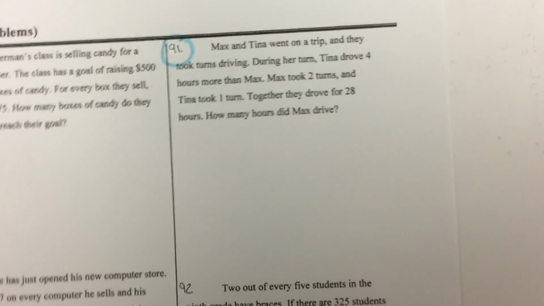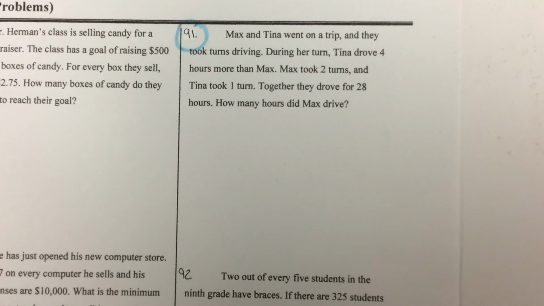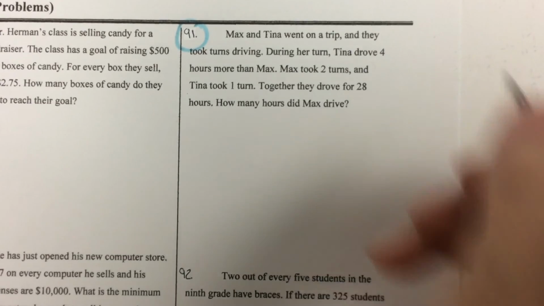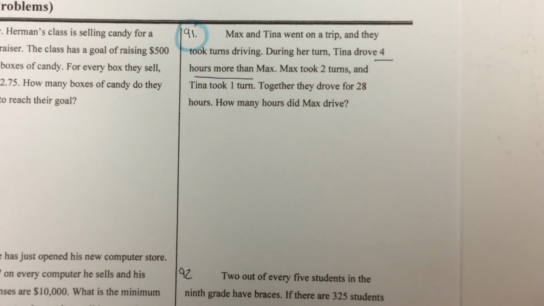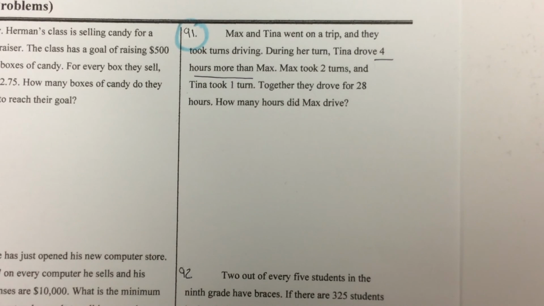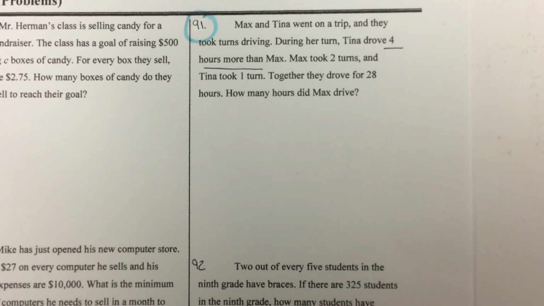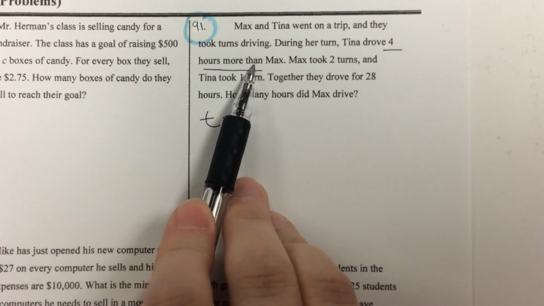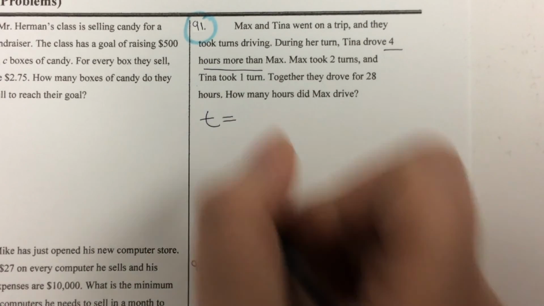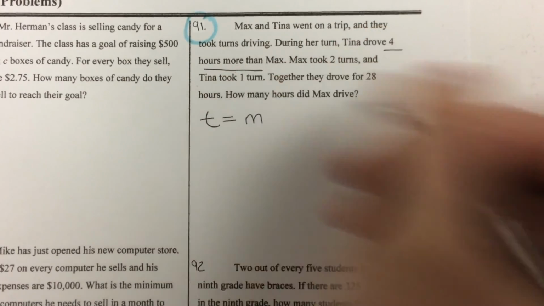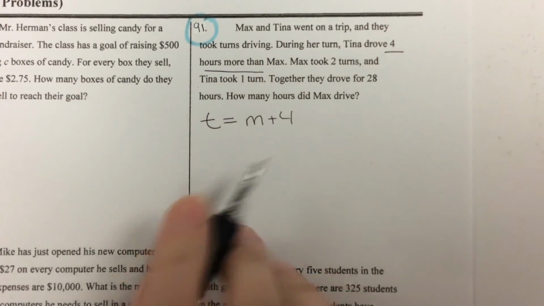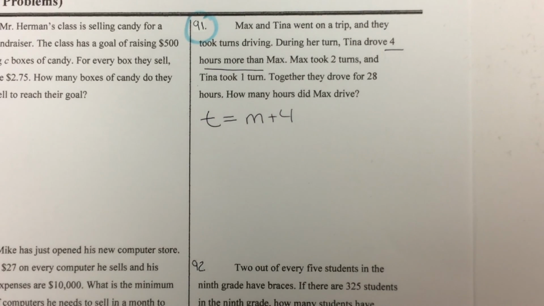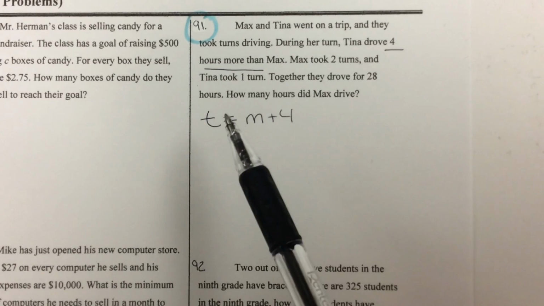Let's move on to the last one, number 91. Max and Tina went on a trip and they took turns driving. During her turn, Tina drove 4 hours more than Max, but Max took 2 turns and Tina only took 1. So let's make an equation for the information we know from that. We know that Tina drove 4 hours more than, remember that word more than, okay? So that's going to be whatever Max drove plus 4. And I'm using T for Tina, M for Max. So let's keep reading. Together they drove for 28 hours.